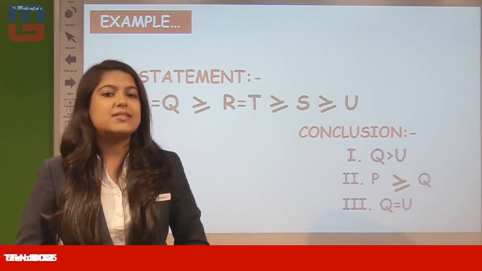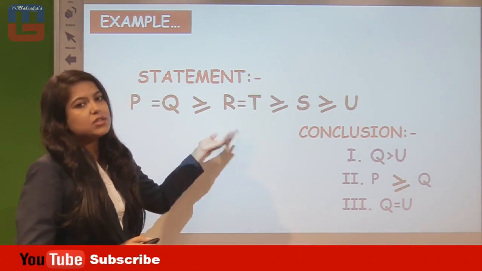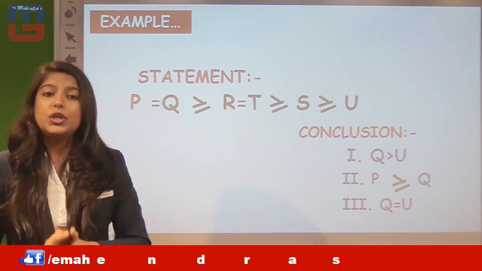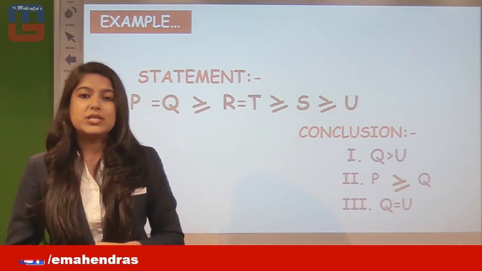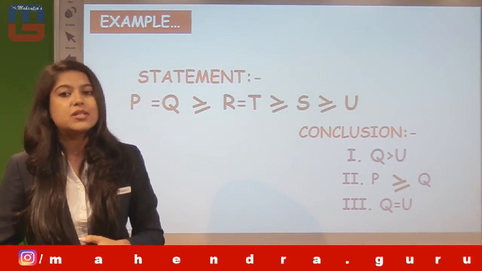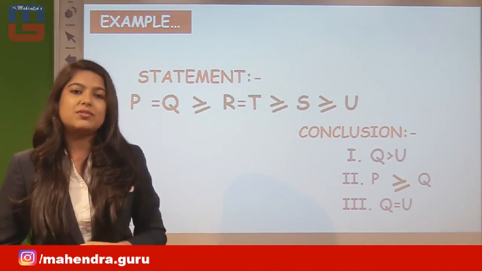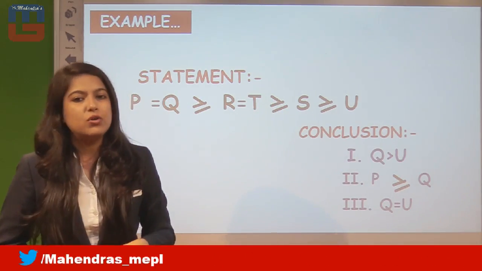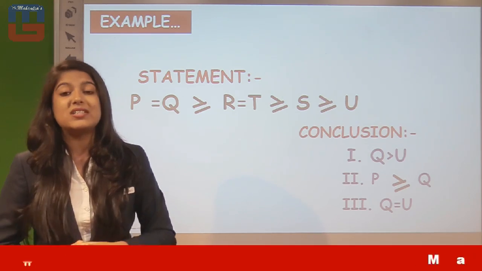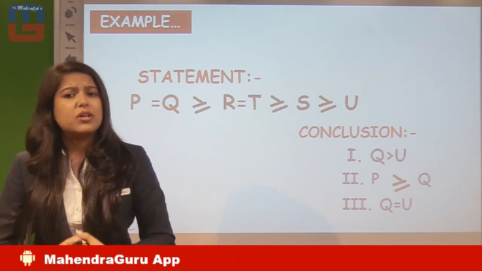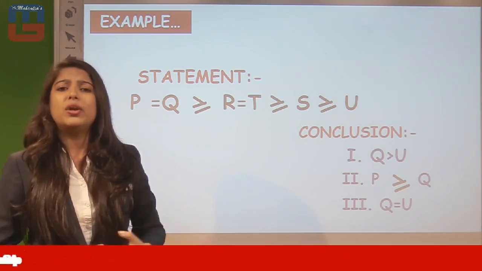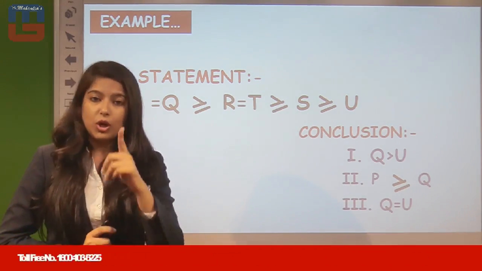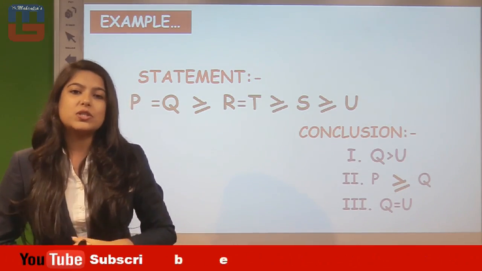Now moving further with an example, we can see an equation written on the blackboard. The statement is P equal to Q, Q greater equal R, R equal T, T greater equal S, S greater equal U. Now this equation declares the relation between P, Q, R, T, S and U. Now talking about the conclusion part, first it has been mentioned Q greater U. So is this conclusion true? If we look at the statement, Q is greater equal to U, not greater than U. So this first conclusion is false.